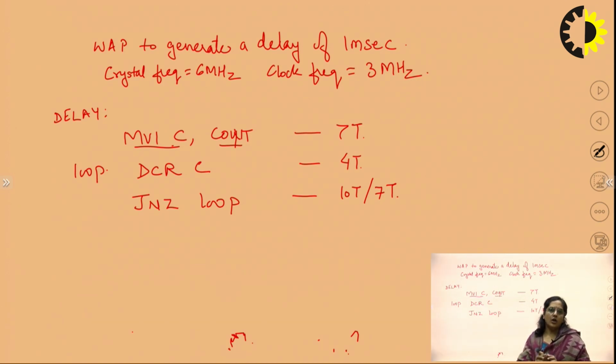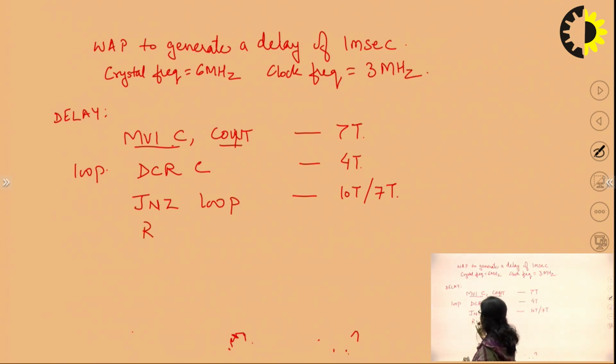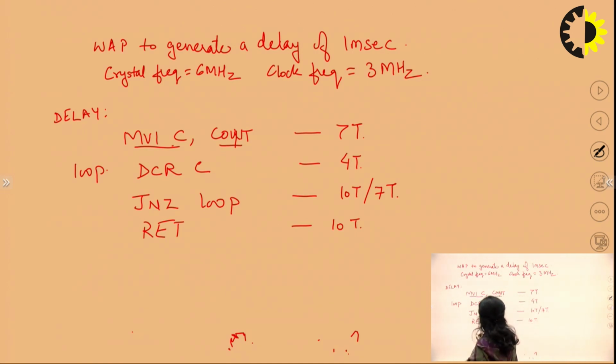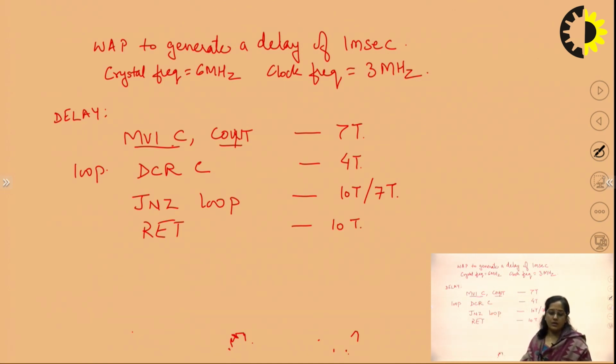And whenever we call any subroutine program, the last instruction is a return. Here, in the case of return, again we have 10 T states. This is the one which has more T states. So from this T-state counting, we will find the value of the count for 1 millisecond. How we can calculate this will be like this.